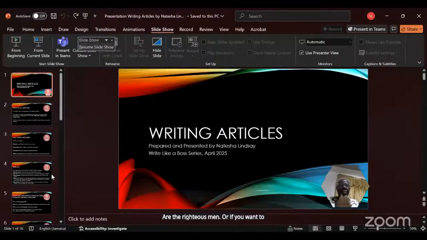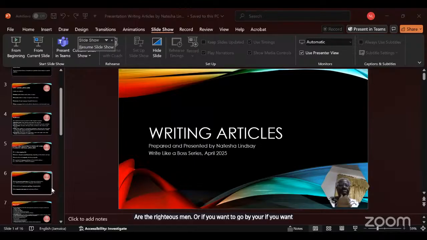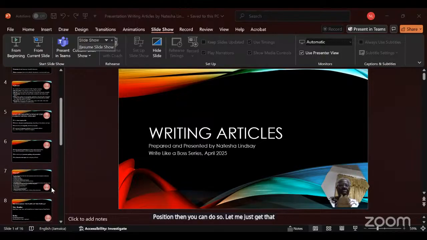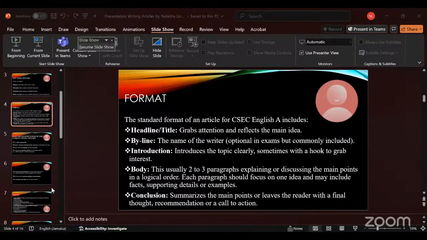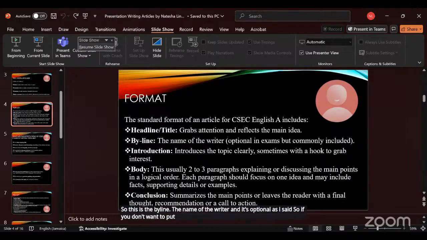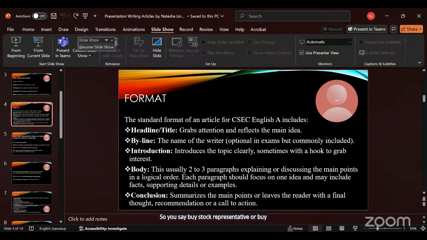So the byline is actually your name, or the writer's name. Or if you want to go by your position, then you can do so. Let me just get that format in. All right, so here you go. This is the byline, the name of the writer, and it's optional, as I said. If you don't want to put your name there, as we said earlier, you could put staff representative because that was a position. So you say by staff representative or by whatever. And if you notice in the prompt, no name is given to the staff representative. That means you can take any name you want.